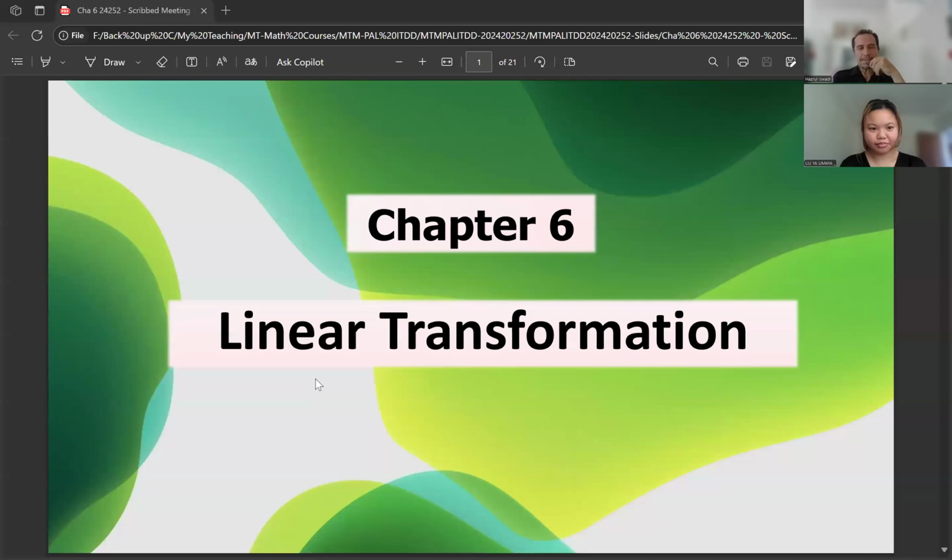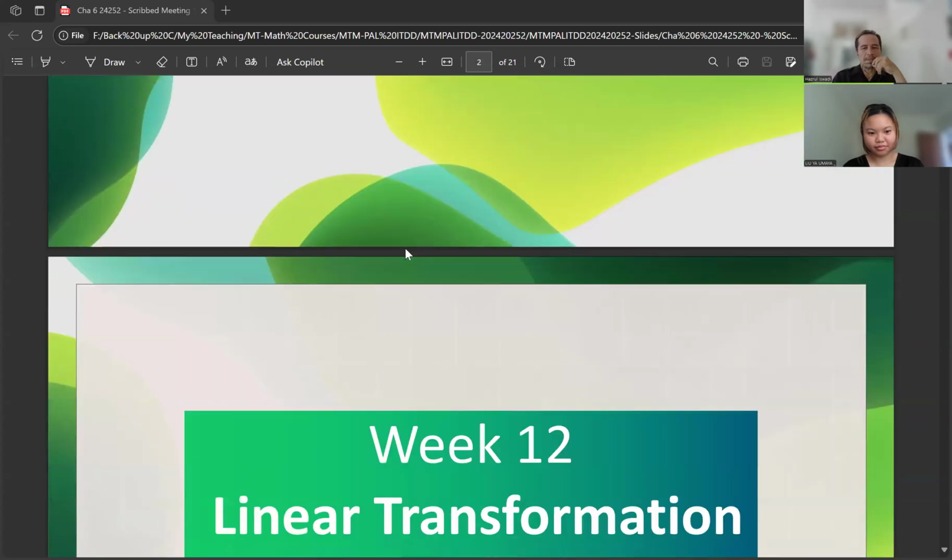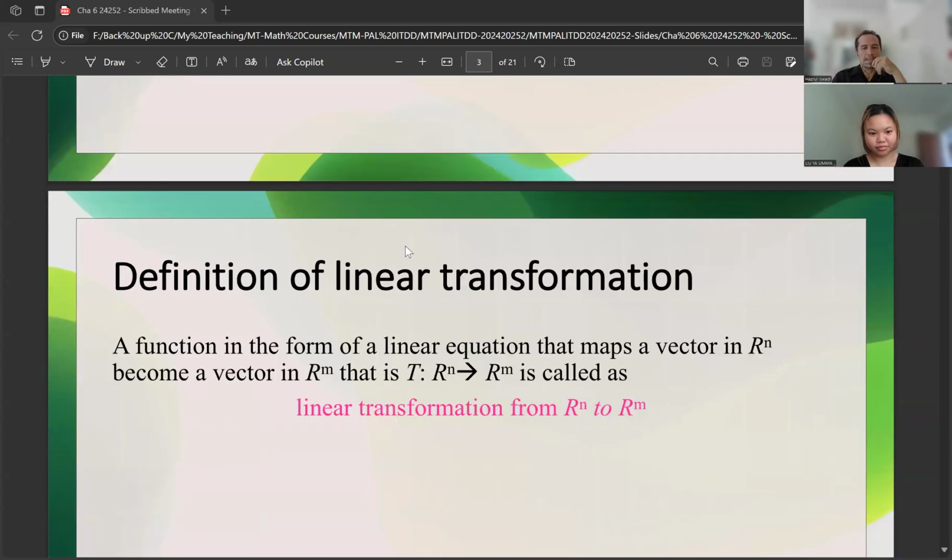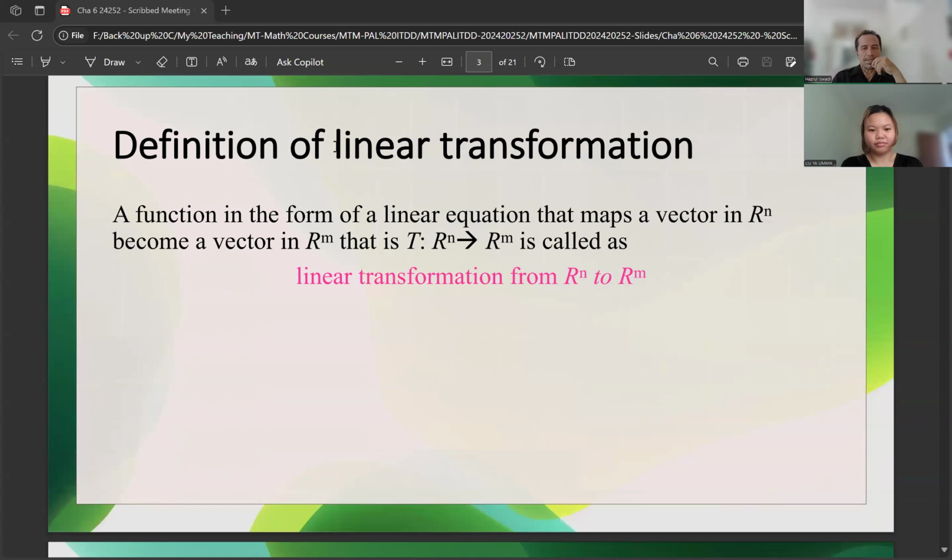Now we start today's presentation. We will talk about linear transformation. Linear transformation is in chapter 6, and this is the definition of linear transformation.